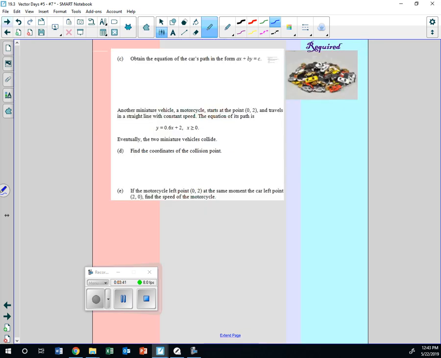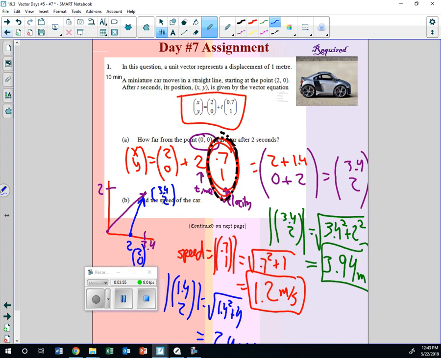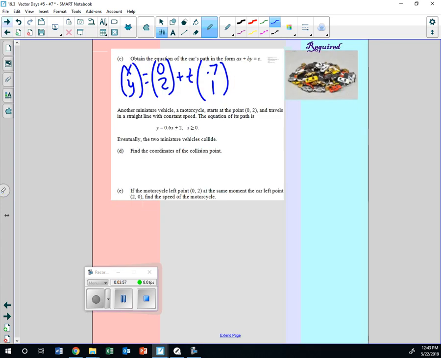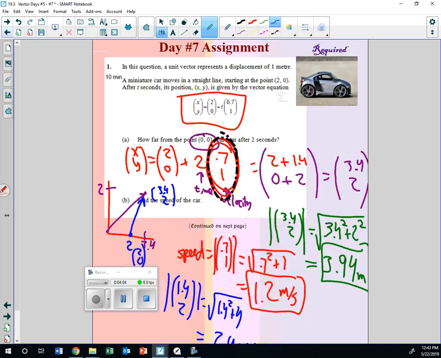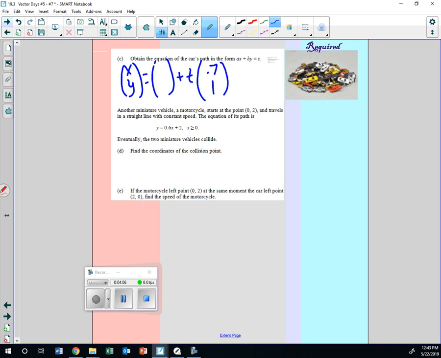Obtain the equation of the car's path. So you started with (x, y), and you had (2, 0), and you had t times (0.7, 1). I'm going to do just a double check here. Yep. I knew I was going to reverse something, and I did. So it is (2, 0), right? Yep. So this is 2, and this is 0.